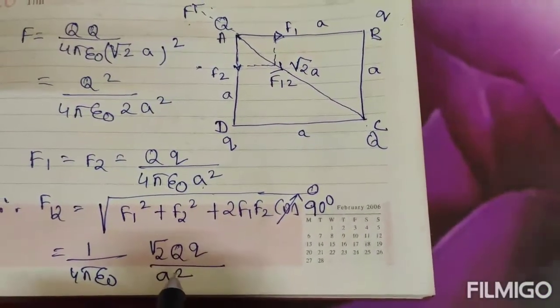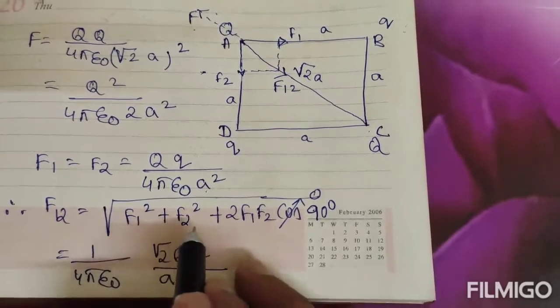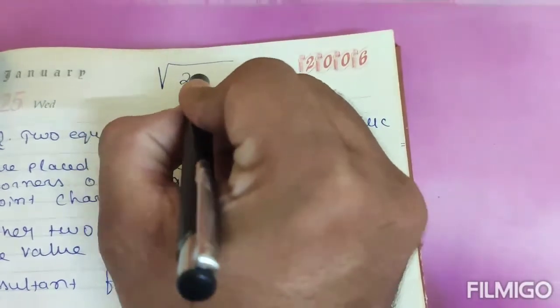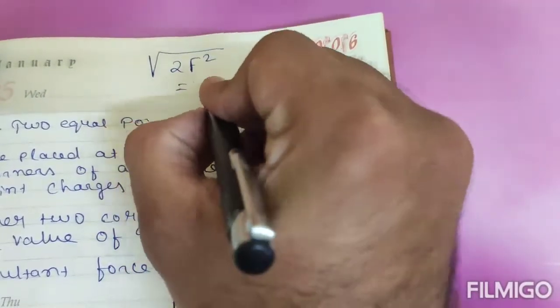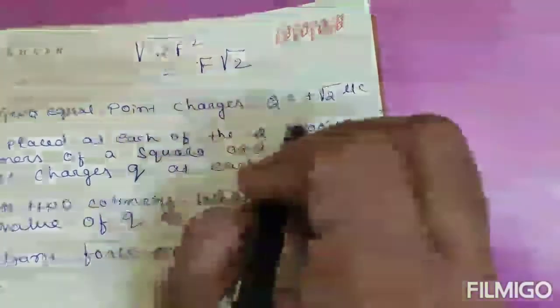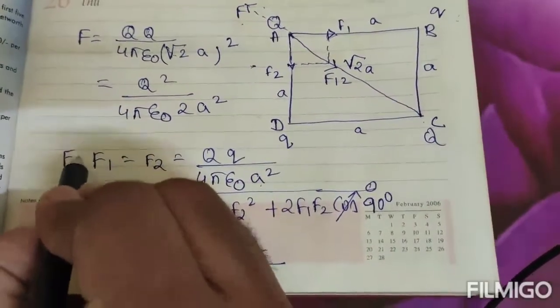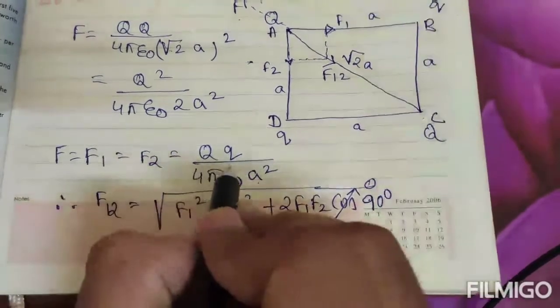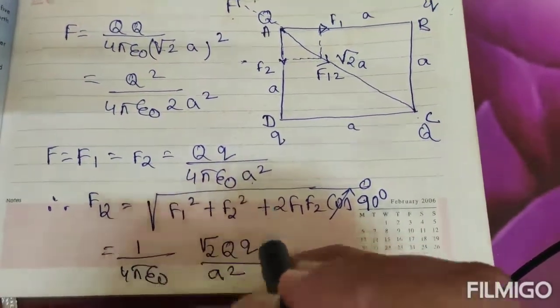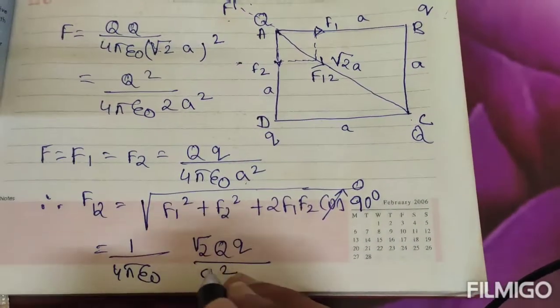How I got this answer? Because F1 square plus F2 square is how much? These two forces are same. You will take 2F square, that is root over of 2F square. So similarly, F square's root over is what? Cancelled, only F root 2, right? So root 2 is there, F is there. So I have multiplied root 2 only with F. What is F? F equal to F1 equal to F2 equal to how much? This much, Q into Q by 4 pi epsilon naught A square, multiplied with root 2.